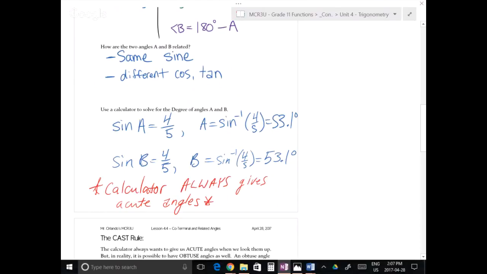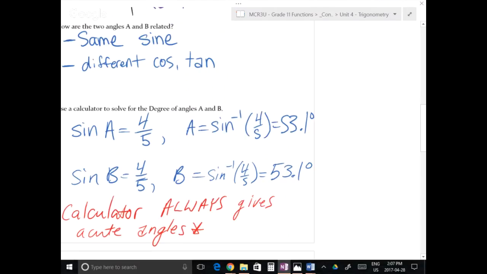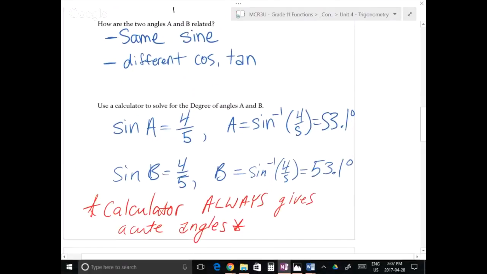Calculator always gives you acute angles. And you have to outsmart your calculator. Is angle B actually 53 degrees? No. I want you to tell me what angle B actually is. Good. It's not 53. It's 180 minus 53.1, and that's going to be 126.9 degrees. Well, 127 degrees. Good. You've got to outsmart the calculator.